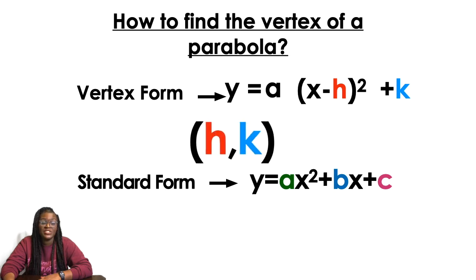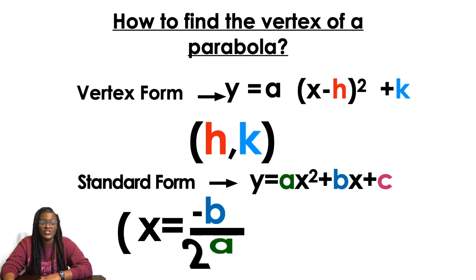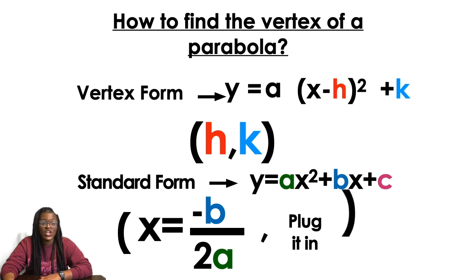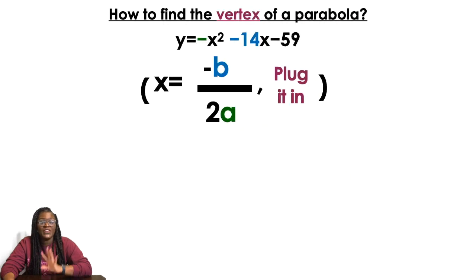So for vertex form, it's just h and k, but for standard form, x equals negative b over 2a, so it's a little formula that you gotta plug in, right? Once you plug that in, whatever answer you get for the first part, you plug it into the equation and solve, and that will give you the y value of your coordinate. Sounds complicated, but it's really not. So we're gonna find four vertices. So in this case, how do you find the vertex of a parabola?